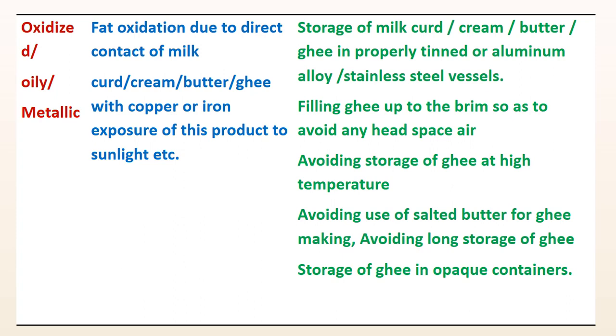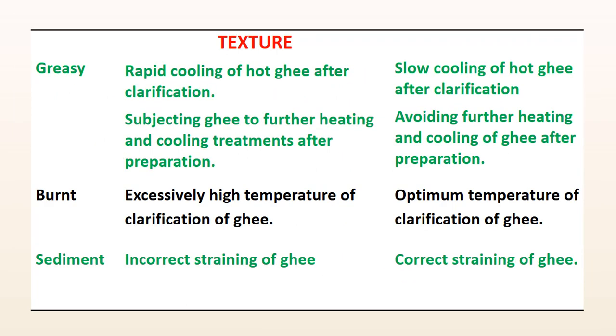Now we will see the texture defects in ghee. The first one is greasy. It is due to rapid cooling of hot ghee after clarification, and subjecting ghee to further heating and cooling treatments after preparation. And the prevention is slow cooling of hot ghee after clarification and avoiding further heating and cooling of ghee after preparation.